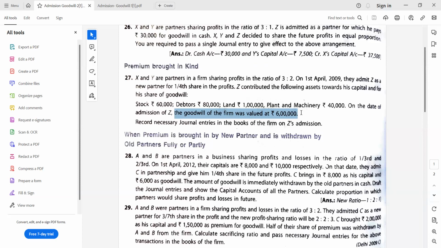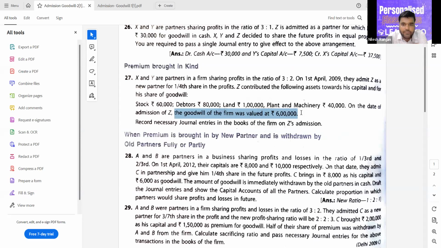Okay, sir. So you will pass journal entry, stock account debit, debtors account debit, land account debit, plant and machinery account debit, to capital 1,30,000, to premium for goodwill 1,50,000. Okay, sir. So can't we do assets account debit to capital account? No, actually, we have to write all the assets separately because these are not same nature assets. So these assets should be recorded separately.